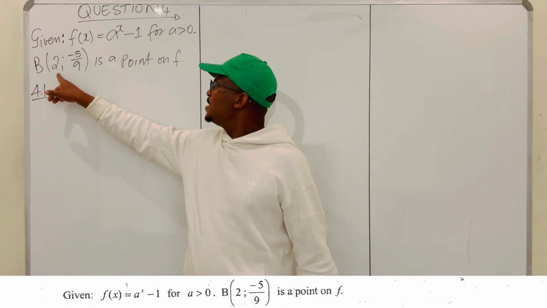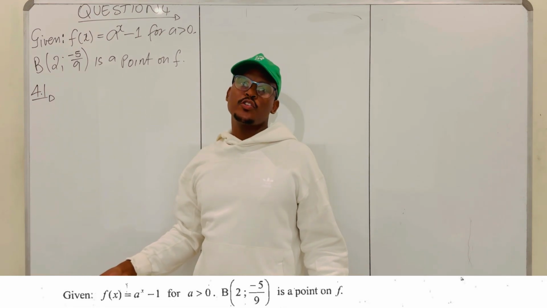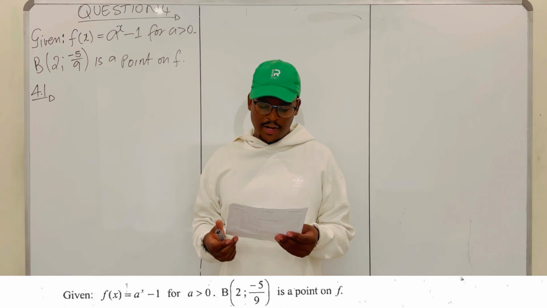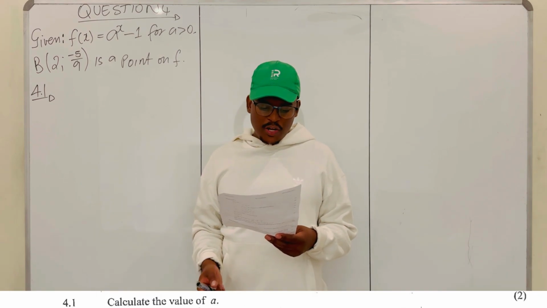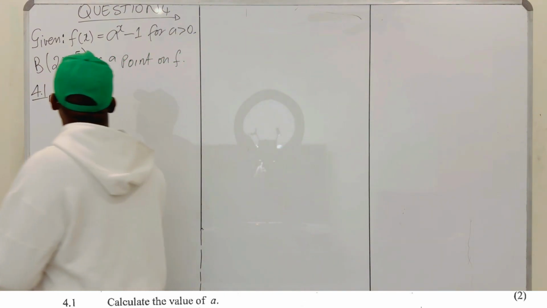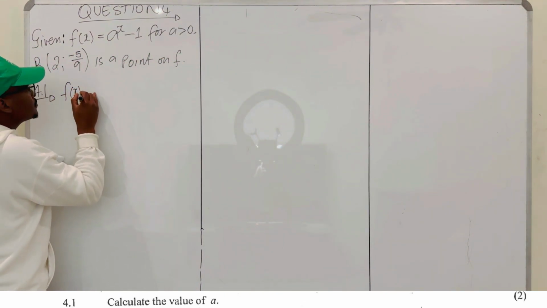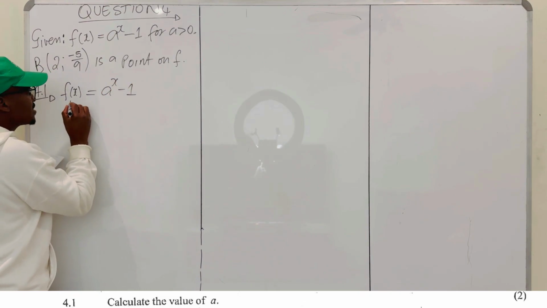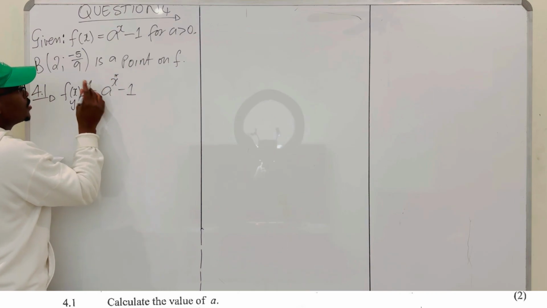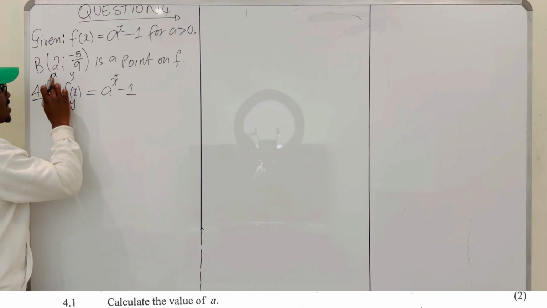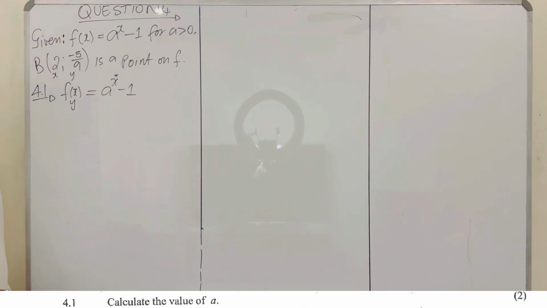They are saying B is a point on f, with the x coordinate being 2 and the y coordinate being minus 5 over 9. So at 4.1, they want us to find the value of a. We're given f of x is equal to a raised to x minus 1. What is f of x? Your f of x is y, and this is x. So you can substitute this y coordinate here and the x coordinate over there, and you'll be left with one unknown, which is a. Let's do that.